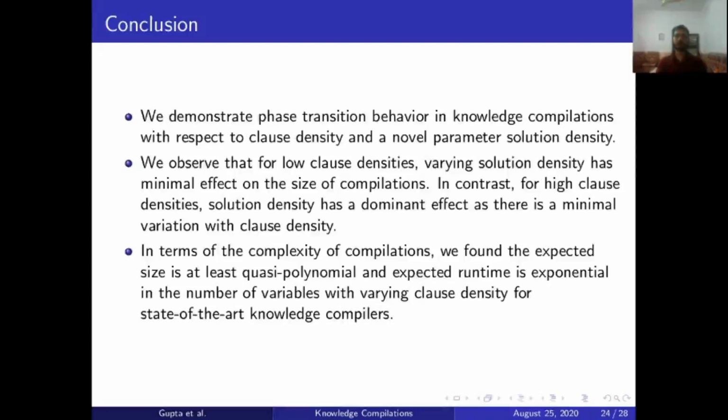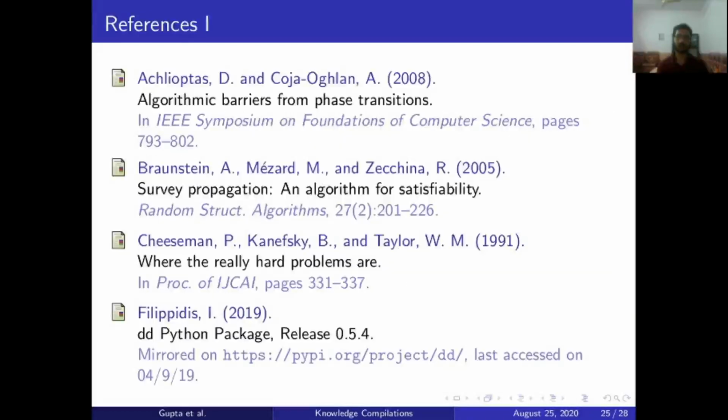Now, to sum up our work here, we demonstrate phase transition behavior in knowledge compilations with respect to clause density and the novel parameter solution density. We observe that for low clause densities, varying solution density has minimal effect on the size of compilations. In contrast, for high clause densities, solution density has a dominant effect. There is minimal variation with clause density. And in terms of complexity of compilations, we see that the expected size is at least quasi-polynomial, and the expected runtime is exponential in the number of variables with varying clause density for state-of-the-art knowledge compilers.